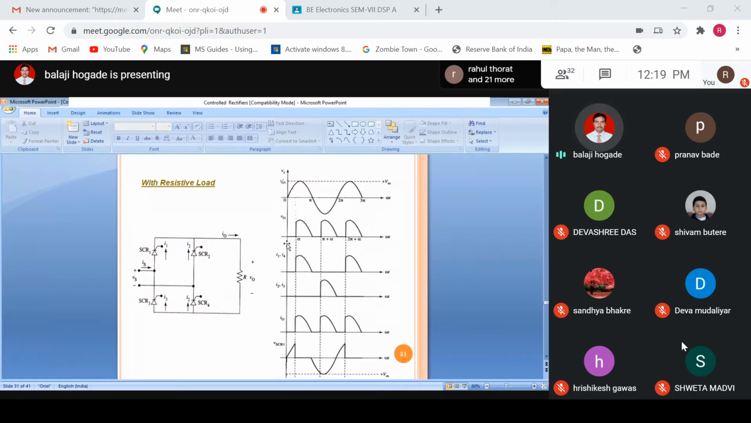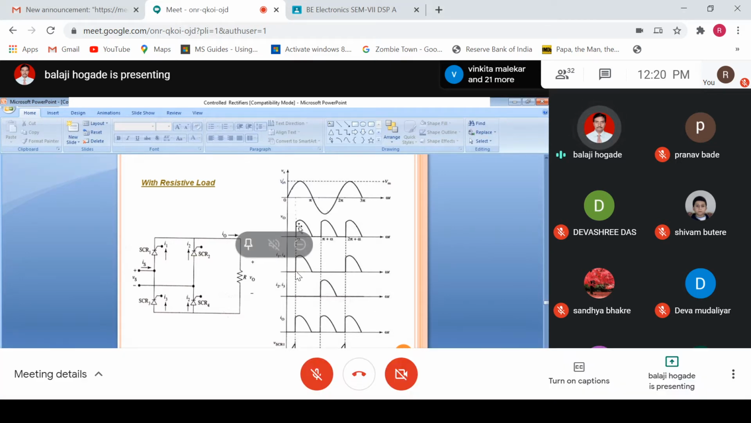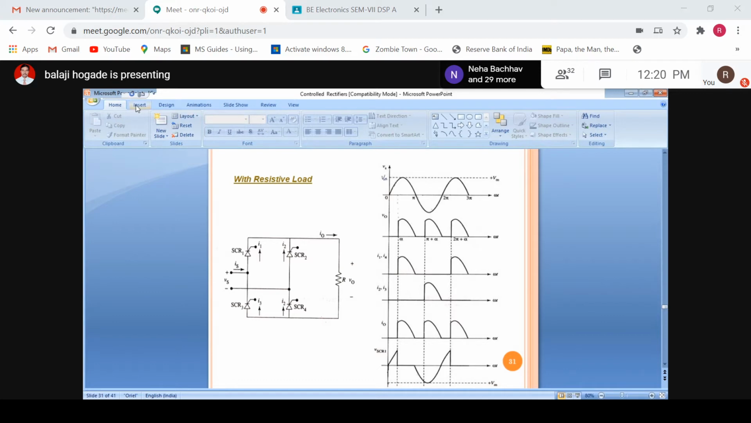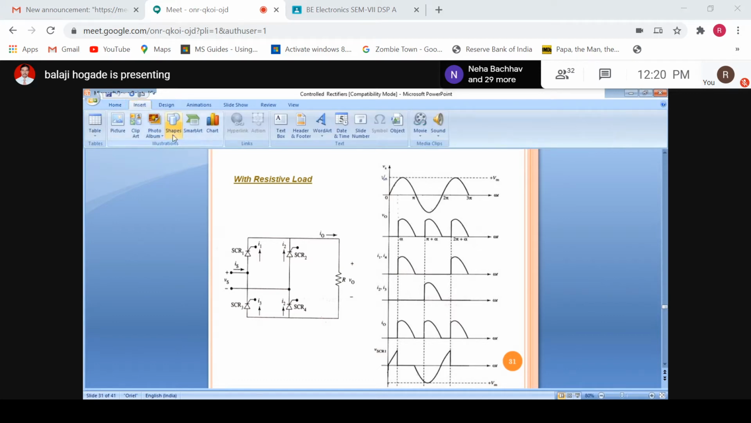So 2 SCRs are conducting simultaneously. In the first half cycle, SCR1 and SCR4 will conduct, and in the second half cycle, that is the negative half cycle, SCR2 and SCR3 will conduct. That's why we need to show the gate pulses for SCR1 and SCR4 together at an angle alpha. Here you can show a gate pulse which is applied to SCR1 and SCR4.